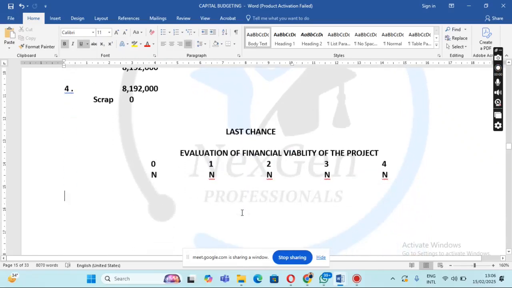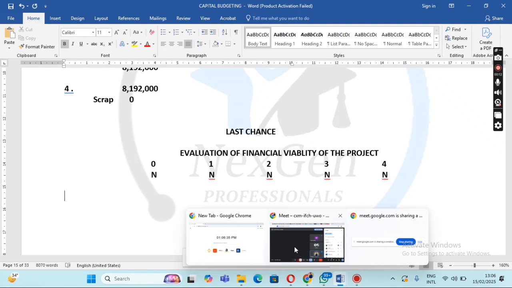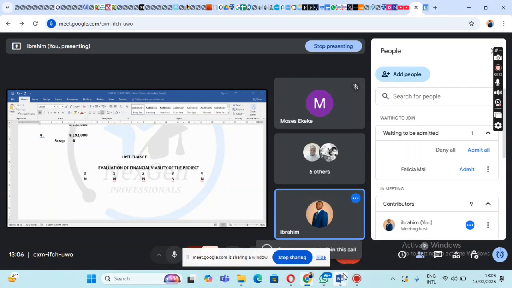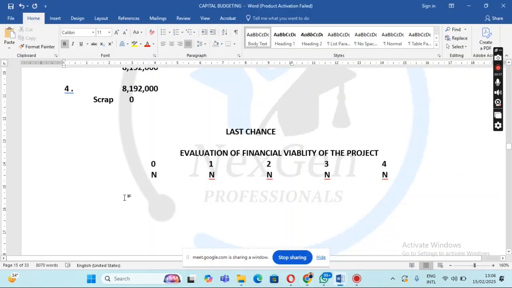Now, at year 0, we can have assets. Sometimes you can call it an initial outlay, class. You can call it initial outlay, which is at year 0, 16 million.